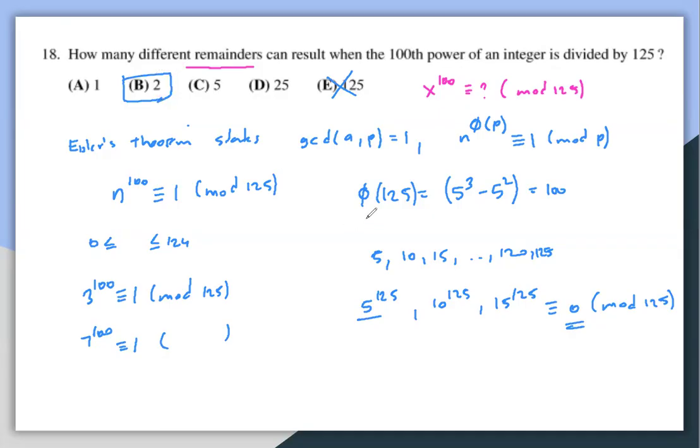This question was slightly challenging, but when you know Euler's theorem, it's kind of easier. If you don't know it, you can still take powers of some small primes, like 2s and 3s, and find some patterns. That might still help, but I think Euler's theorem is the way to go with this problem. Anyway, I'll see you in the next video.